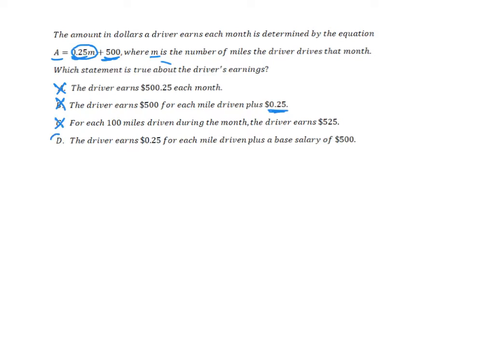Well, the choice that we have is D, and that must be the correct answer. Let's check D. The driver earns 0.25, which is 25 cents for each mile driven, plus a base salary of 500. That's exactly what we have here. That makes sense, because 500 represents the y-intercept, which is the base or flat salary, plus 25 cents per mile.